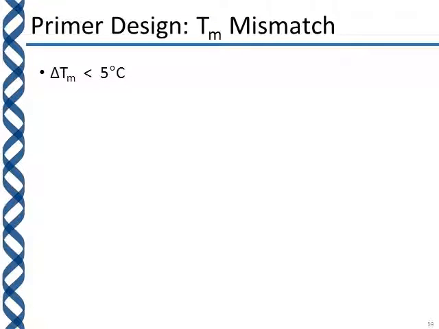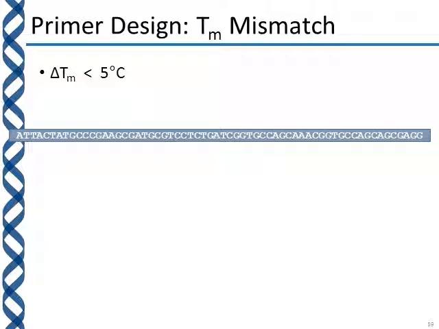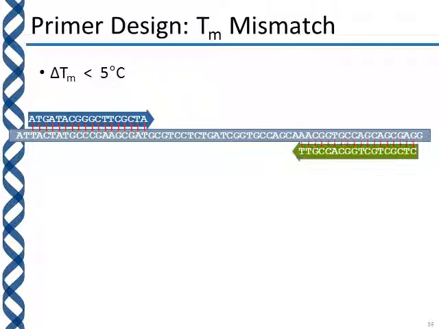Okay, now let's take a look at TM mismatch. So you typically want your delta TM to be less than 5 degrees. Let's take a look at why you want that. So with this example sequence that we have here, we have our forward primer binding in this location, and we have our reverse primer binding in this location. So if we take a look at the TMs of this sequence, the forward primer has a TM of about 50 degrees. The reverse primer has a much higher TM of about 65 degrees.